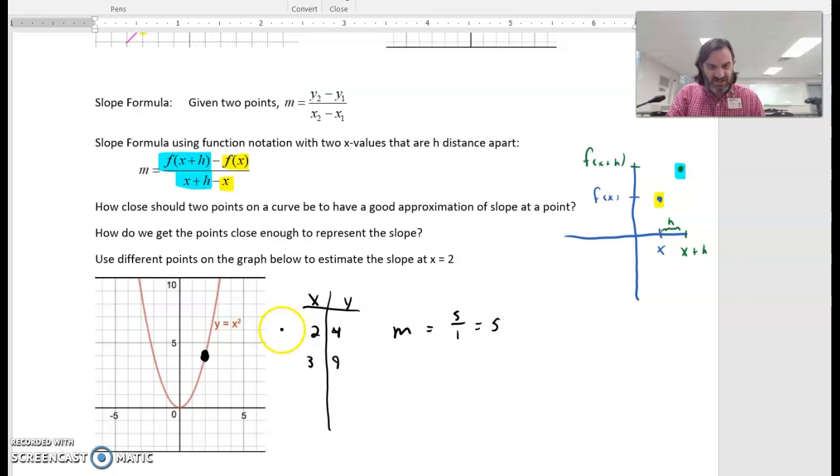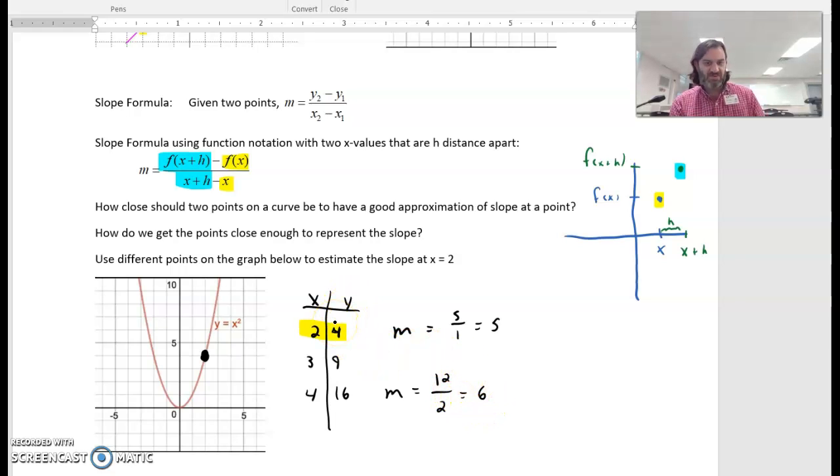But what if I use that 2, 4 and went over to 4, 16. 16 is 4 squared. That slope would be 16 minus 4, which would be 12, and 4 minus 2, which would be 2. So that slope would be 6. So I went further away from the point where x is 2, and I got a different slope. Now, right now, we don't know if that's more accurate or less.